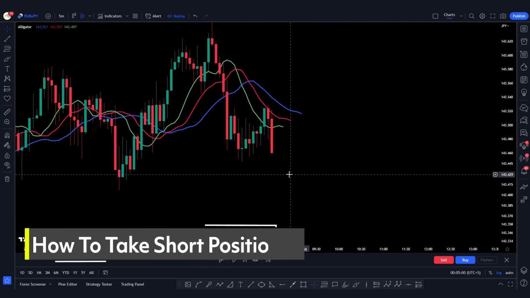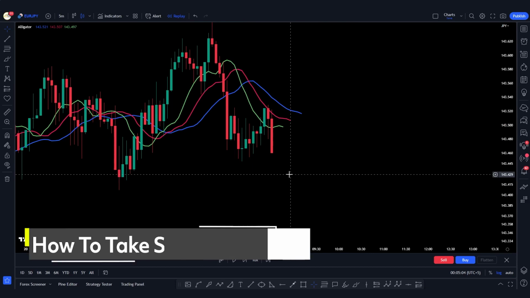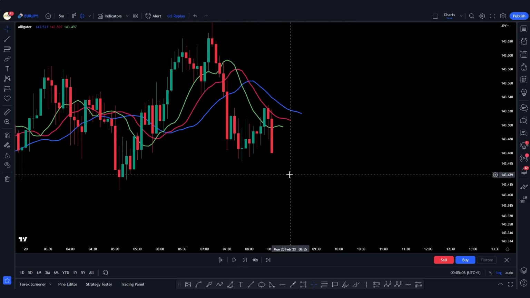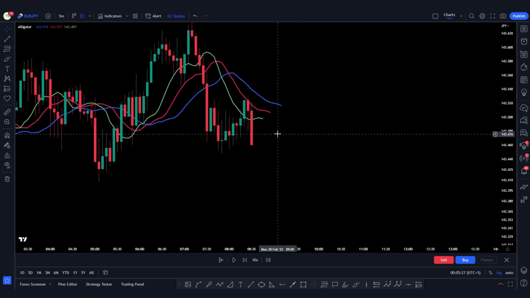Let's talk about how you can take short positions using the Williams Alligator indicator. The strategy for taking the short position is the same, but opposite. For example, as you can see here, the lips are at the bottom and jaws are at the top and teeth are in the middle. And again, with the start of this bearish trend, we want to wait for the pullback towards the teeth, and then wait for a confirmation candle to close below these lips. So once these conditions are met, we are good to take a short position.